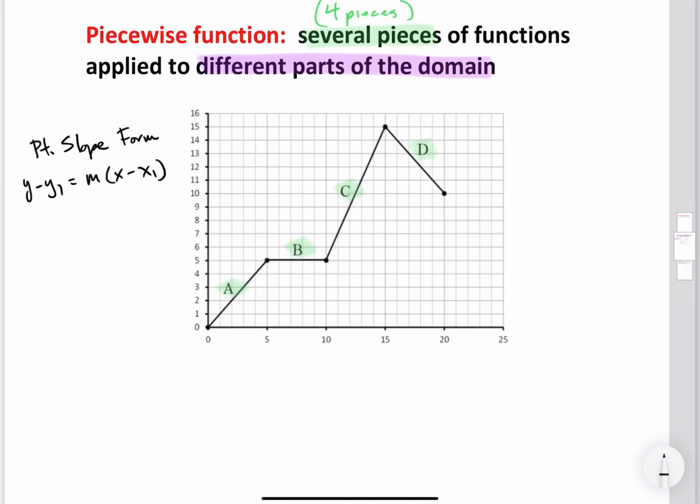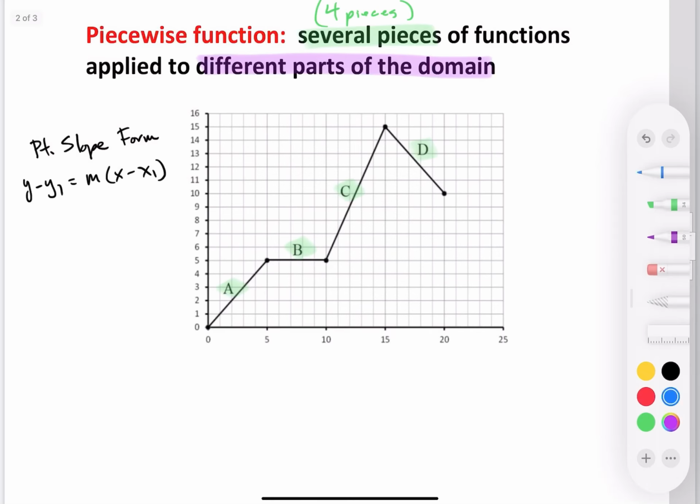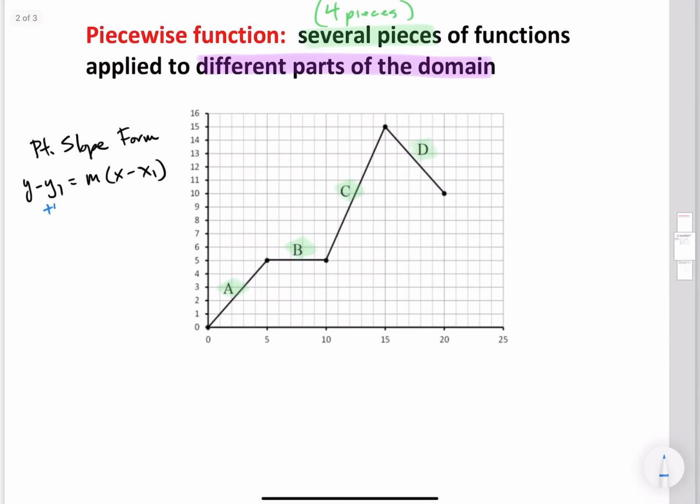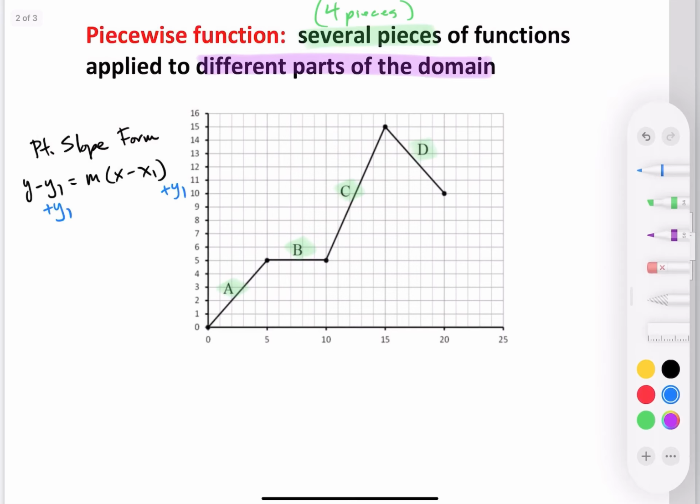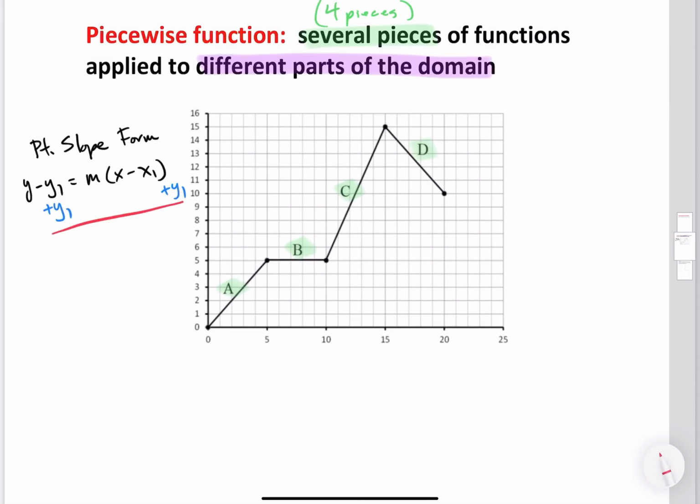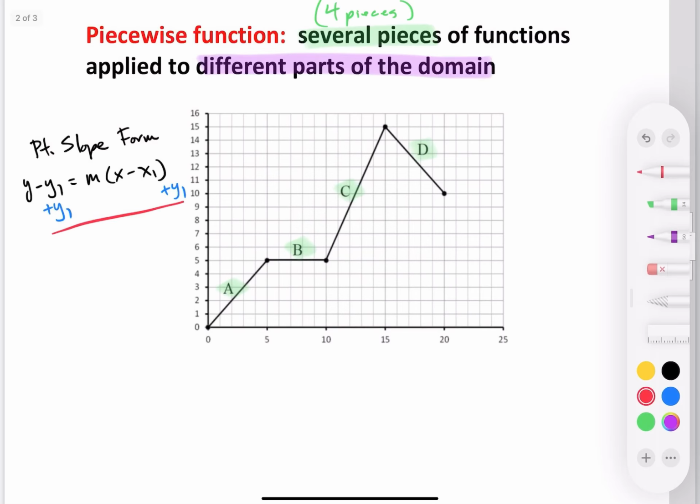Now, when we write out an equation for a graph, we want to get it so that it says y is equal to something. And that's why we typically write our linear equations in slope-intercept form. So in order to convert this point-slope form so that it says y equals, all we've got to do is get rid of this minus y1. So we're going to add y1 on both sides. And when we add y1 on both sides, that's going to get us our y by itself.